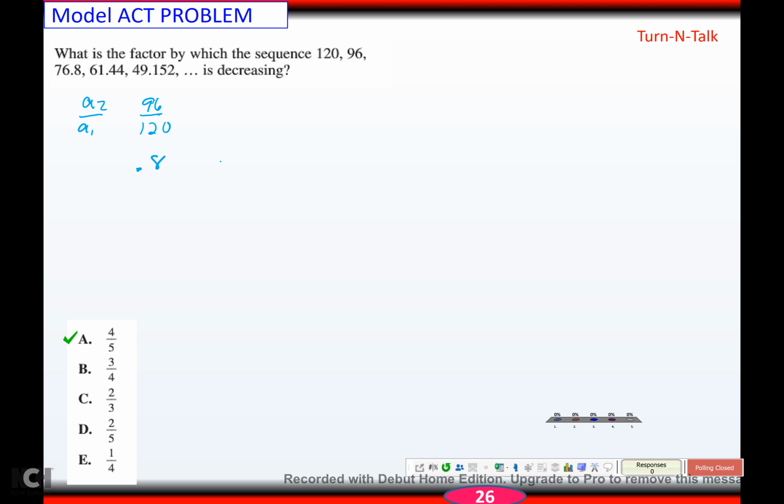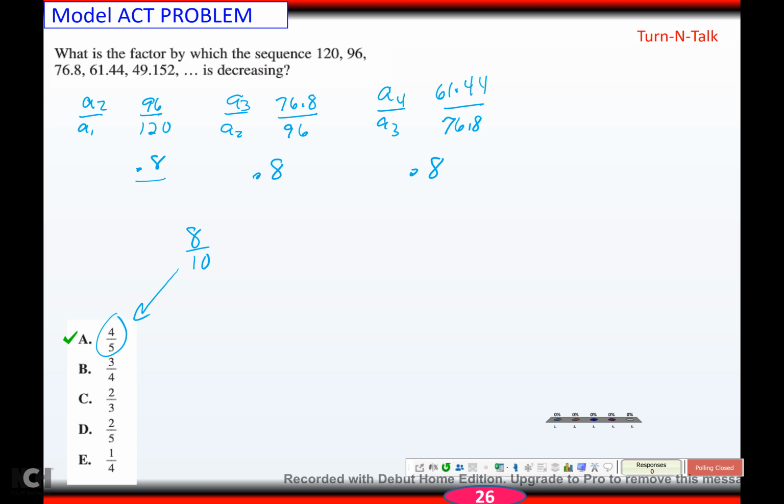Then you see if that stands. So then you're going to take a3 divided by a2, which would be 76.8 divided by 96. Type it in the calculator and you get 0.8. Try the next one. a4 divided by a3 would be 61.44 divided by 76.8. Type it in and you get 0.8. And I could check the next one, but I'm pretty sure that the factor by which it's decreasing is 0.8. If you type that in the calculator, you get 4/5, or use your brain, that's 8/10 reduces down to 4/5. Okay?